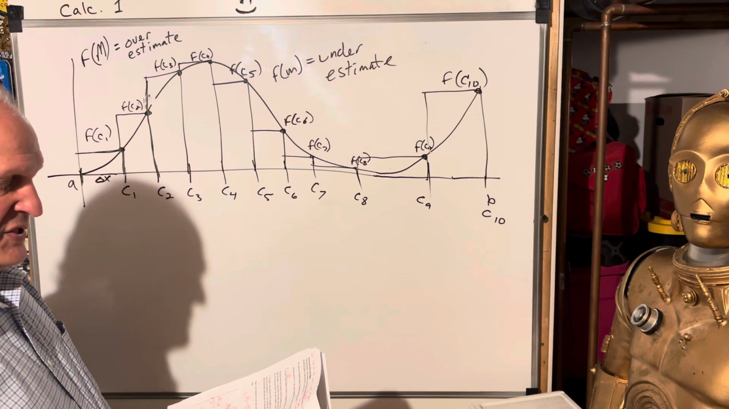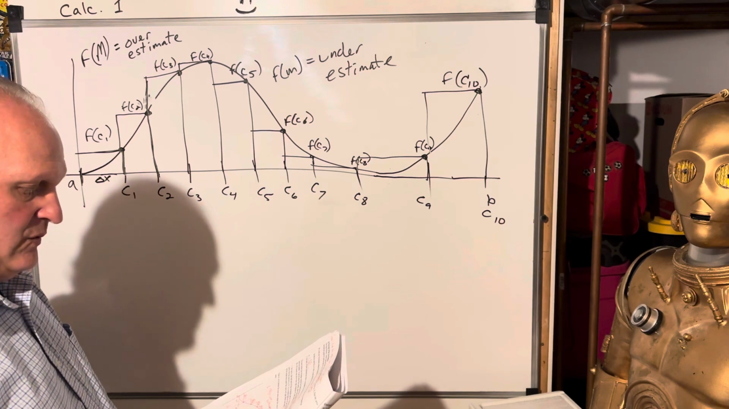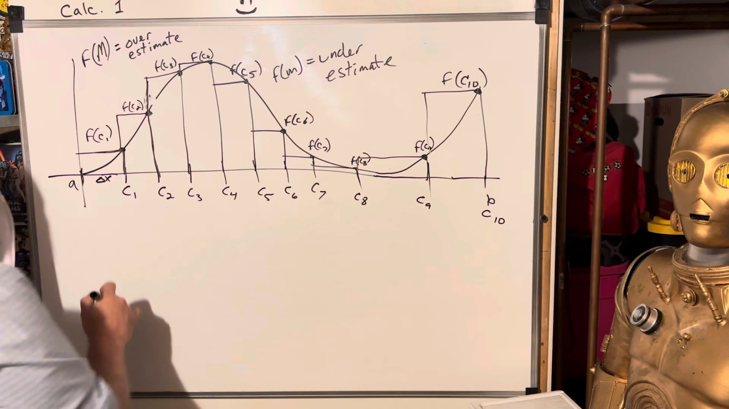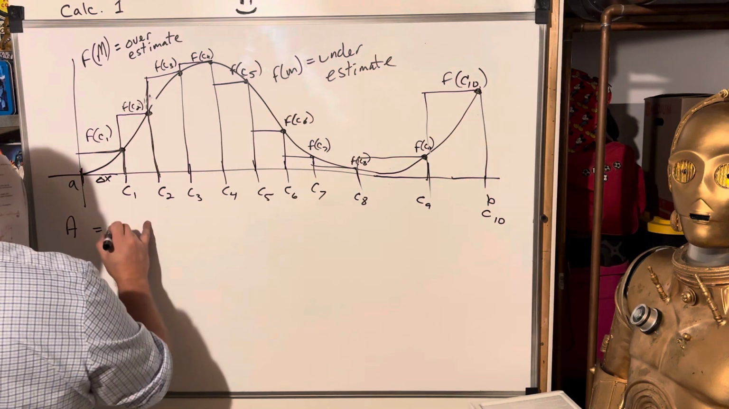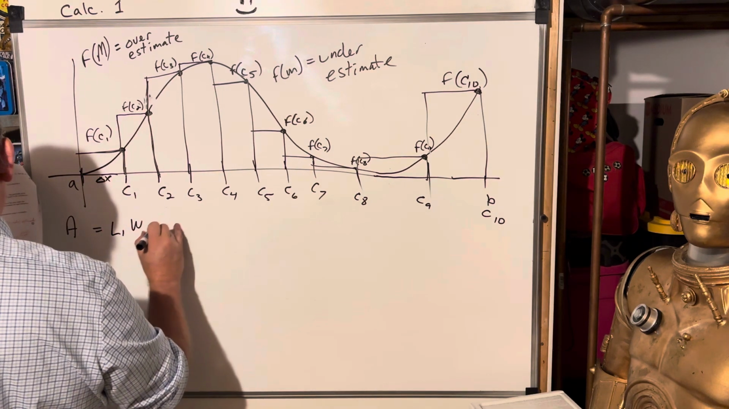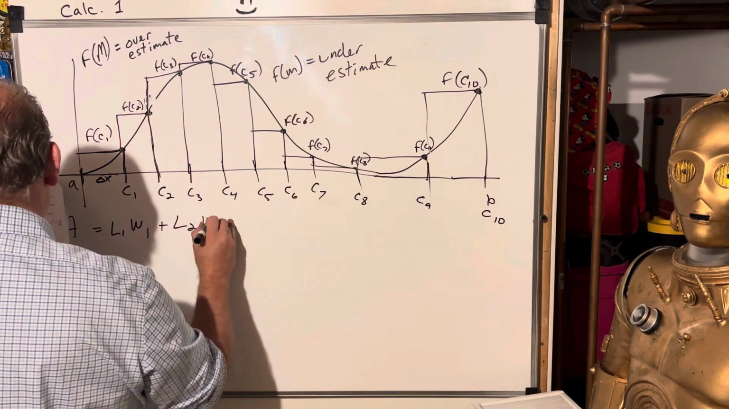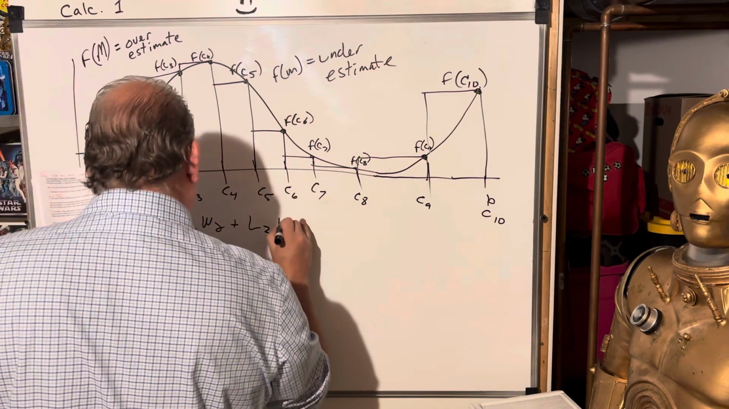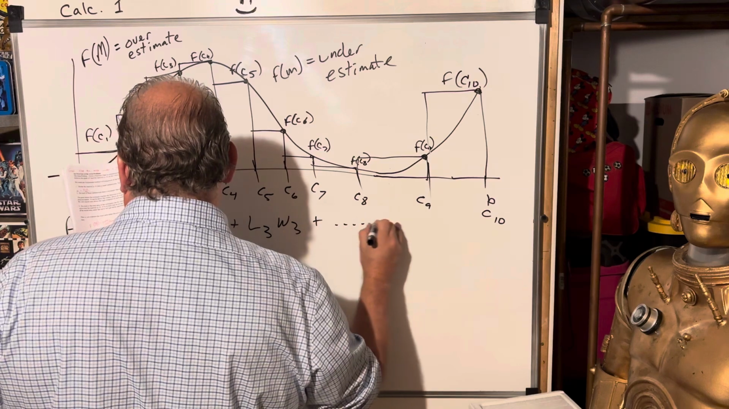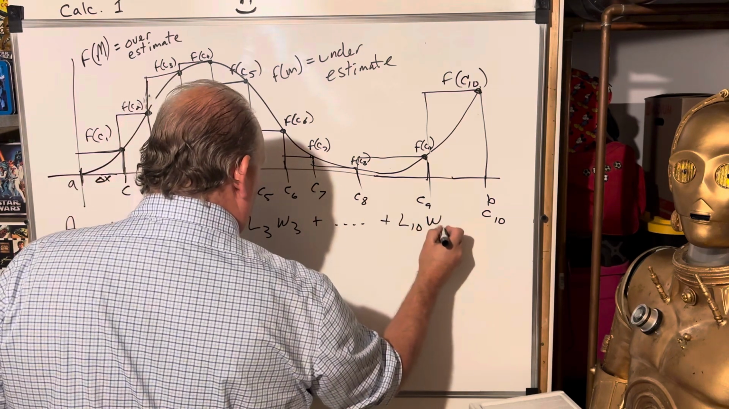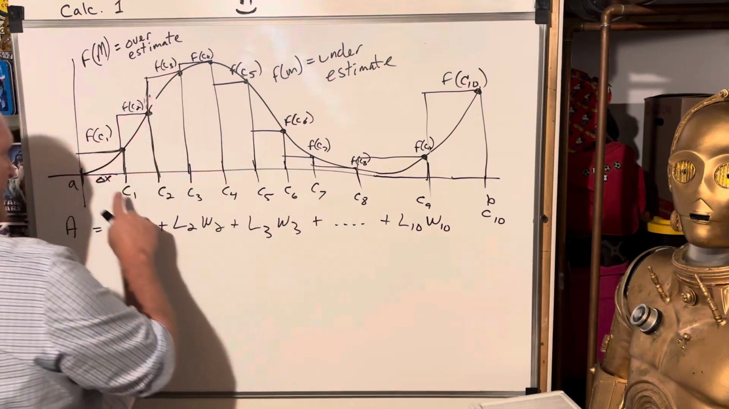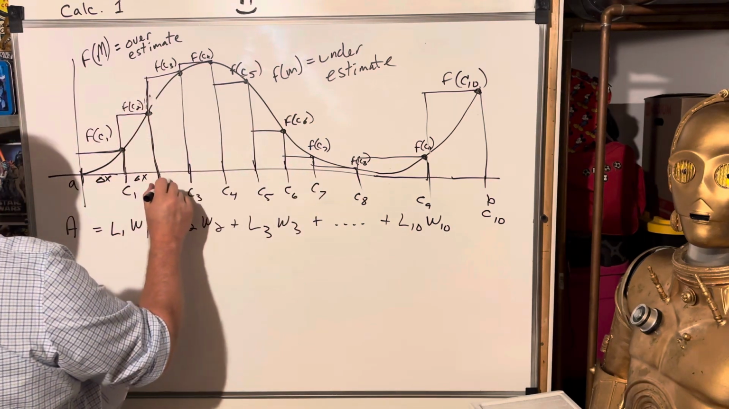And then we want the limit as n approaches infinity of A sub n. So what does that mean? If I'm looking at the area here, it is going to be L1 W1 plus L2 W2 plus L3 W3 plus, up to L10 W10.